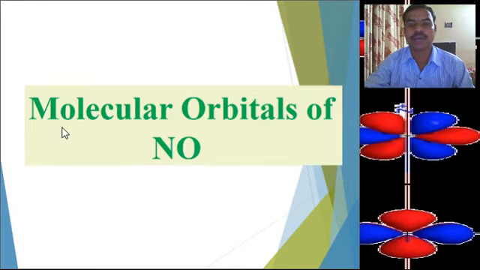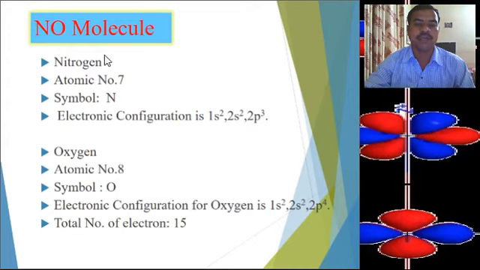The second example is the molecular orbital of NO, that is nitric oxide. The molecular formula of nitric oxide is NO. This molecule is a heteronuclear diatomic molecule. Here the atomic number of nitrogen is 7, symbol N, electronic configuration is 1s2, 2s2, 2p3. Oxygen, the atomic number of oxygen is 8, symbol O, electronic configuration for oxygen is 1s2, 2s2, 2p4. The total number of electrons present in the NO molecule is 15 electrons.